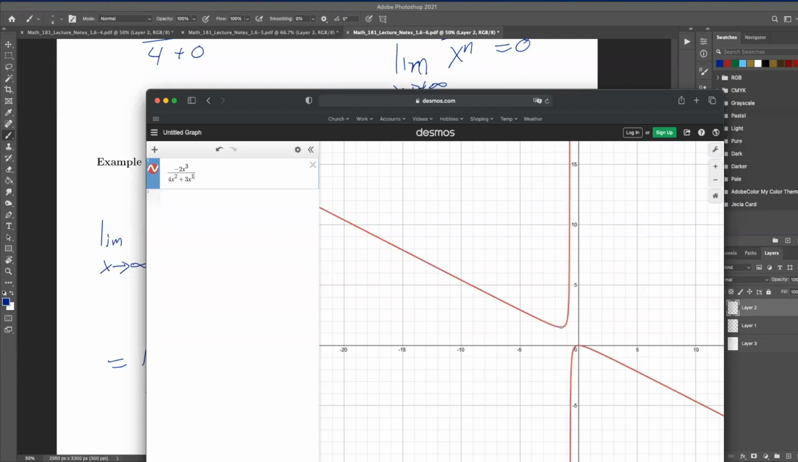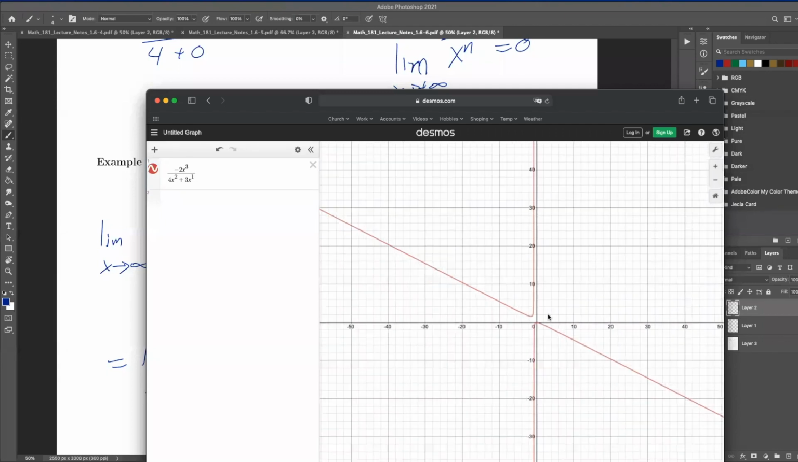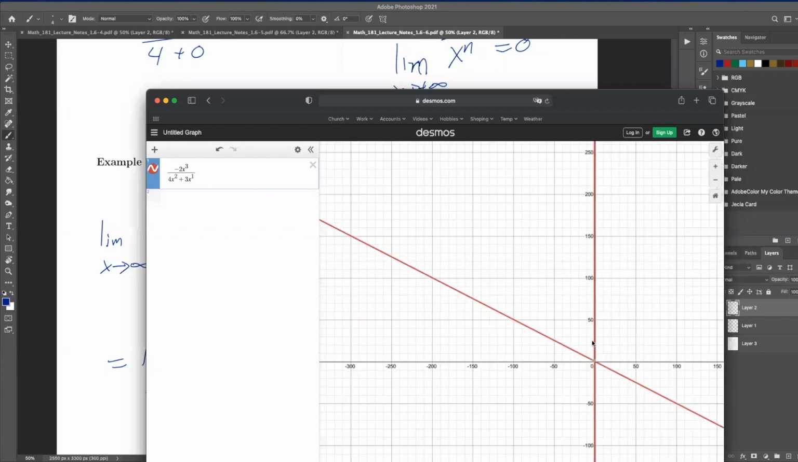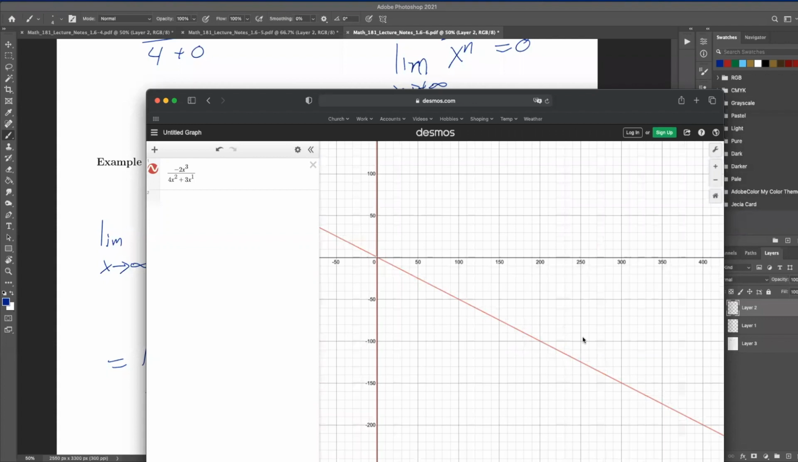Oops, it's going to want me to type in black one. There we go. And so we get this funny looking graph right here. Notice that as we go to positive infinity, this number is going to negative infinity. As we scroll out and look over, this is indeed going to minus infinity.